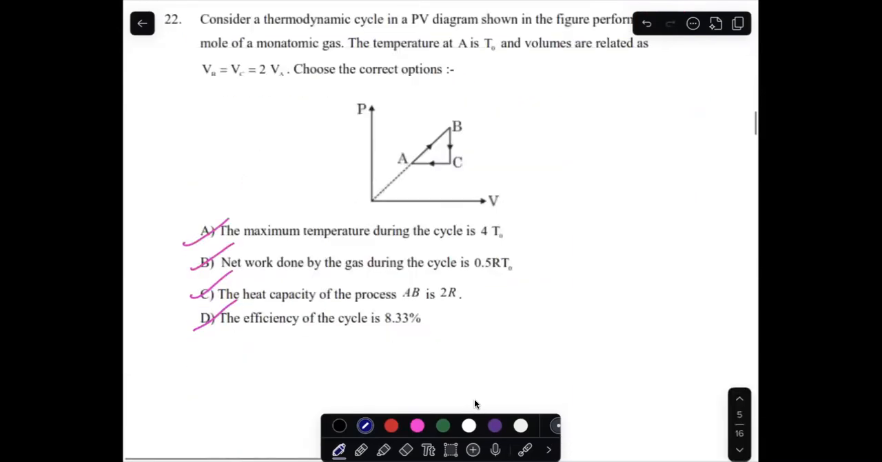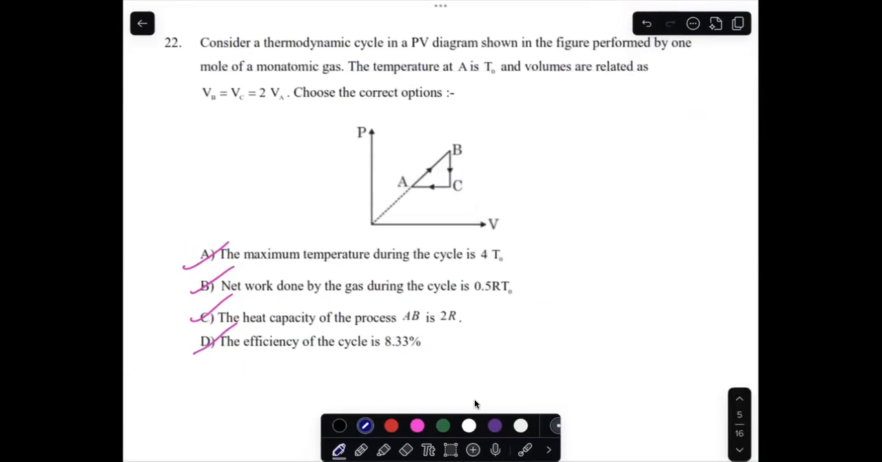Right. Next, 22. There is a thermodynamic cycle in a PV diagram. Already in the first paper, there is a PV diagram. This is a second PV diagram, performed by 1 mole of a monatomic gas. The temperature at A is T naught. Remember, it is passing through the origin. Please see that it is passing through the origin.